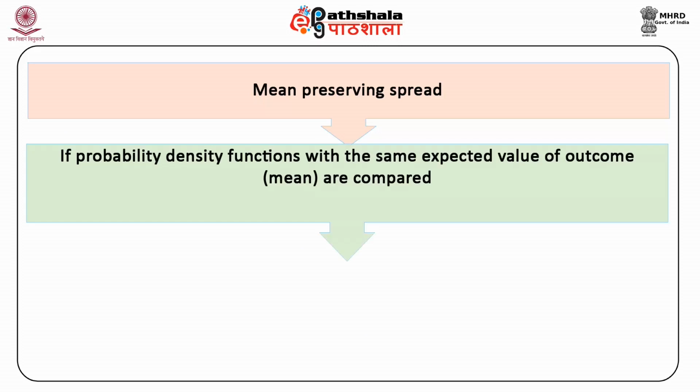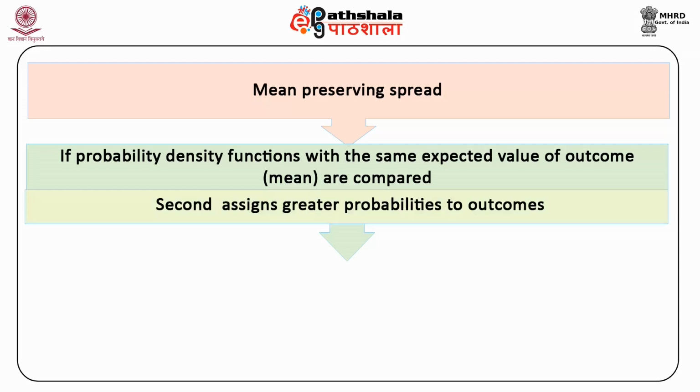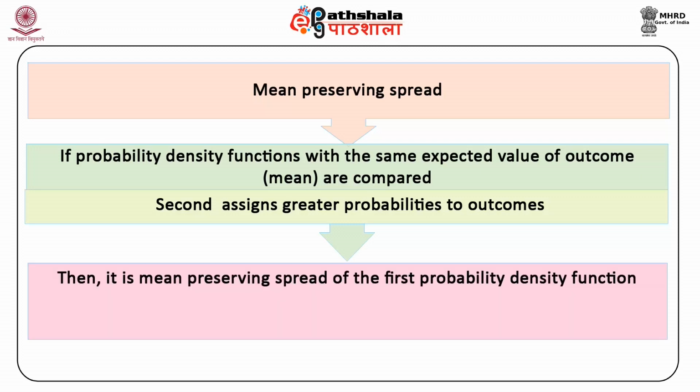If two probability density functions with the same expected value of outcome, the mean, are compared, and it is found that the second of the two distributions assigns greater probabilities to outcomes at the tails, the second probability density function can be thought of as being a mean preserving spread of the first probability density function.